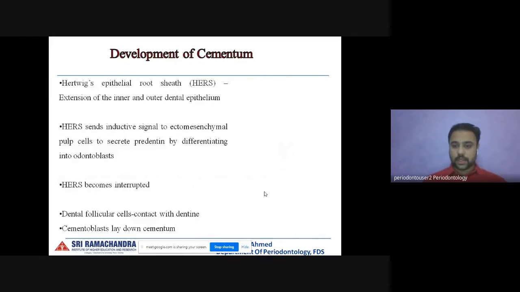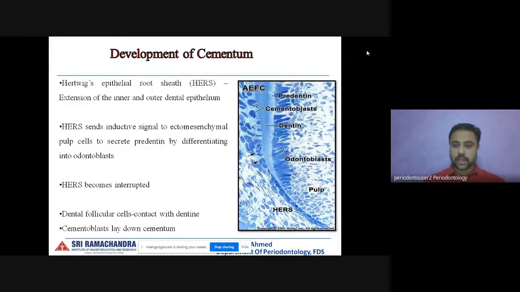This is your Hertwig's epithelial root sheath, HERS. From the extension of this inner layer and outer layer, this is your inner layer and this is an outer layer.